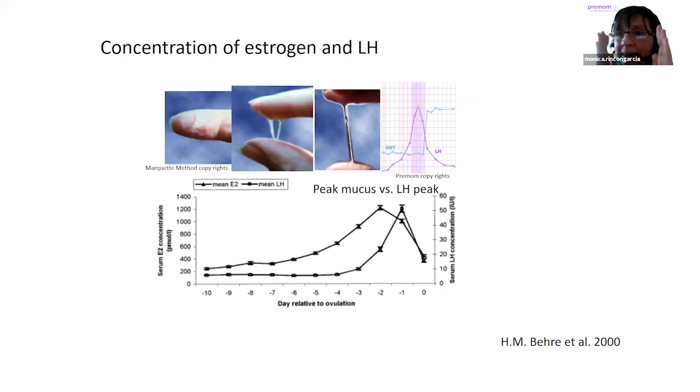Yes, so we need to get this clear for women: what is the peak mucus, and what is the LH peak. They're close, but not quite the same. Sometimes they are perfectly matched, but every woman is different. It's like a fingerprint. My pattern this month could be different from the pattern next month. That's important too. So it's even different between cycles, not just between different women.